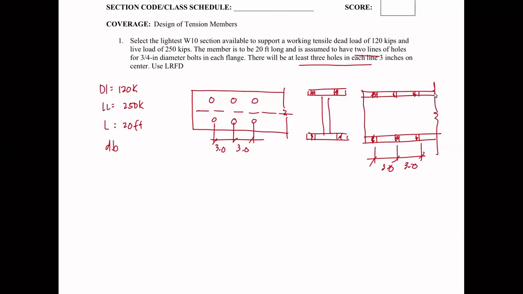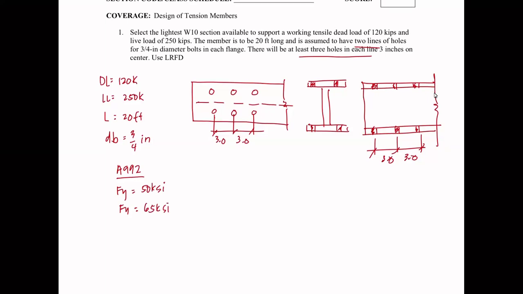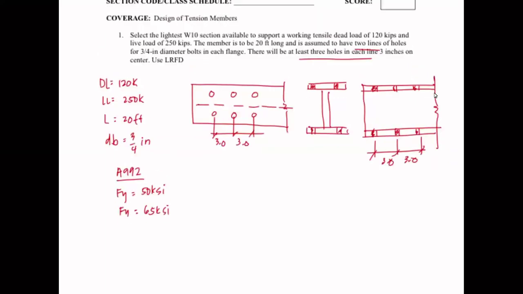The diameter of bolts is 3/4 inch, and we use LRFD. I think we used A992 steel. So for A992, we have Fy equals 50 ksi and Fu equals 65 ksi. So we need to select a W10 shape.